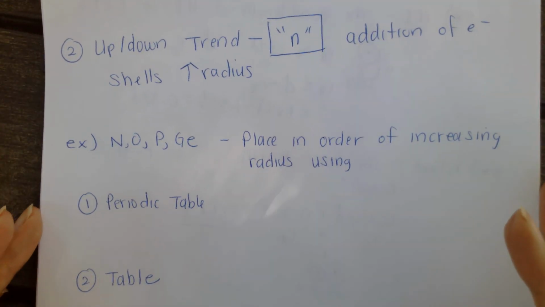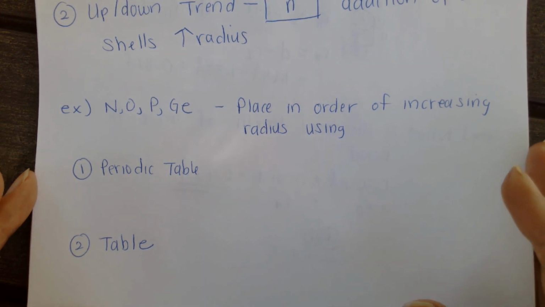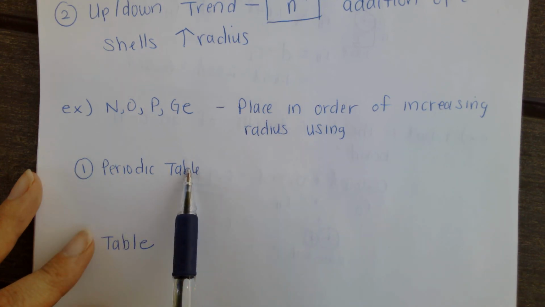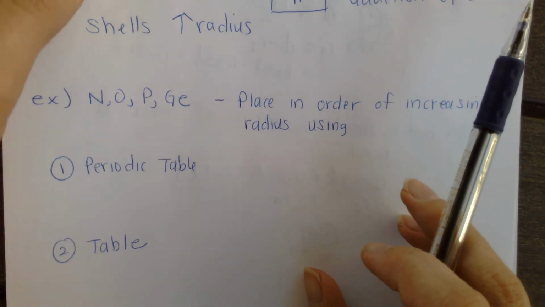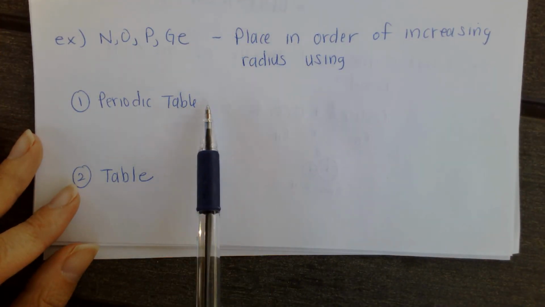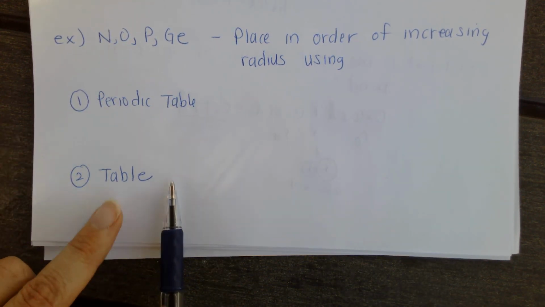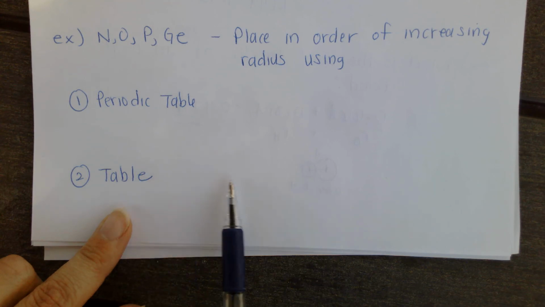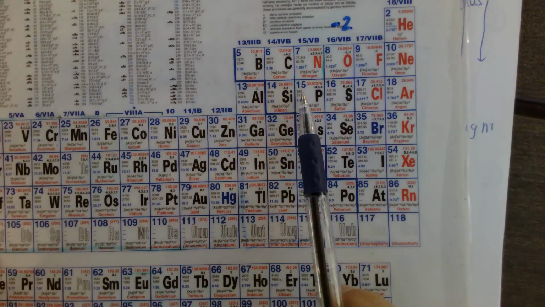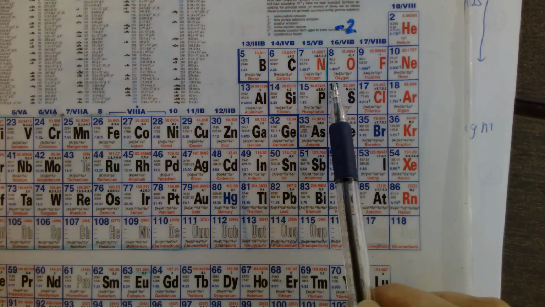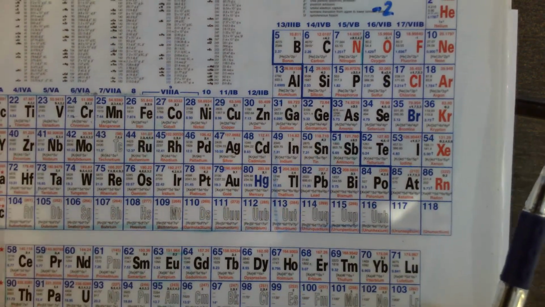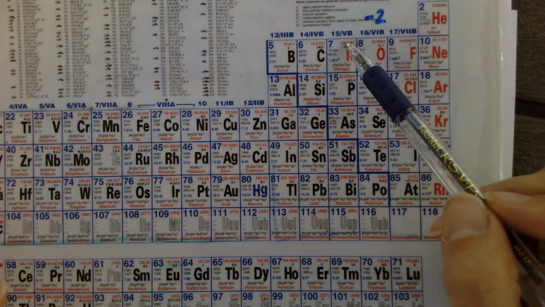Okay, so for this one, we want to place an order of increasing radius. So we have nitrogen, oxygen, phosphorus, germanium. We're going to use the periodic table and follow our arrows. We're going to predict the order of smallest to largest, and then we're going to use that table of bonding atomic radii to see how we did. Okay, so let's grab our periodic table. So these are all right here. We have nitrogen, phosphorus, oxygen, and germanium.